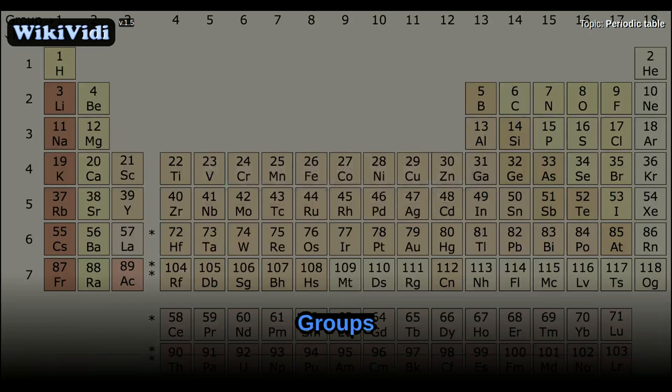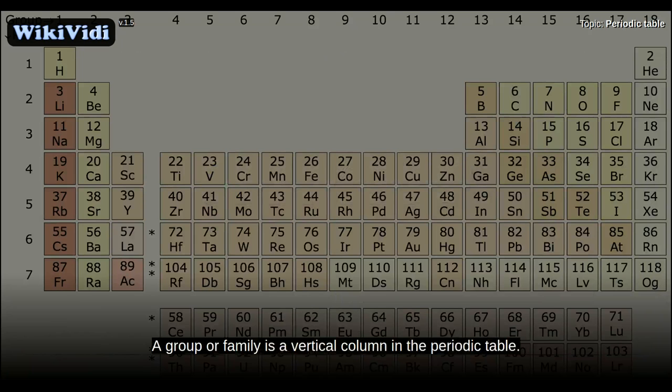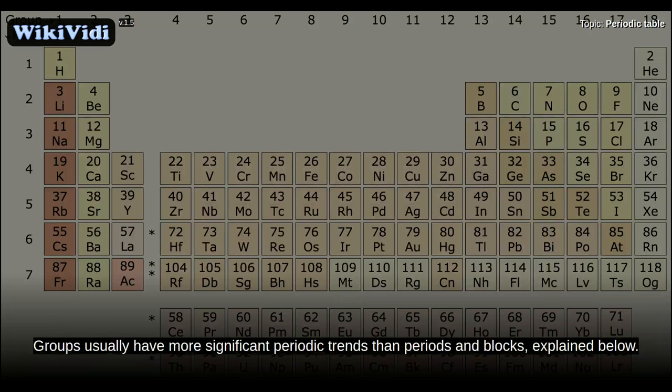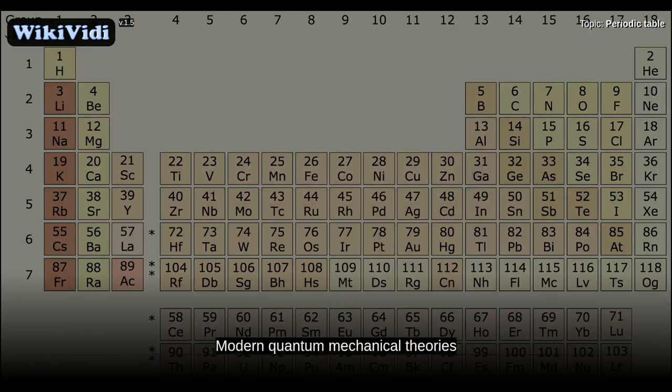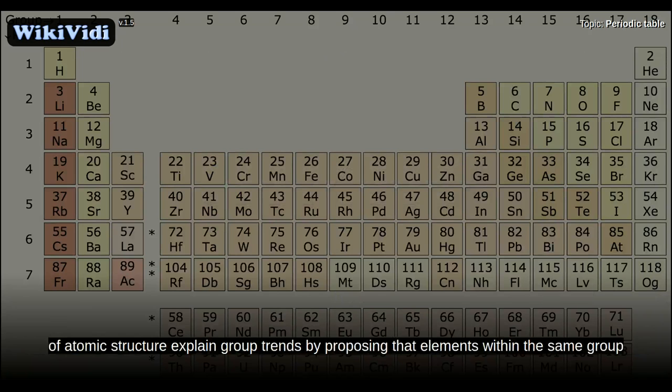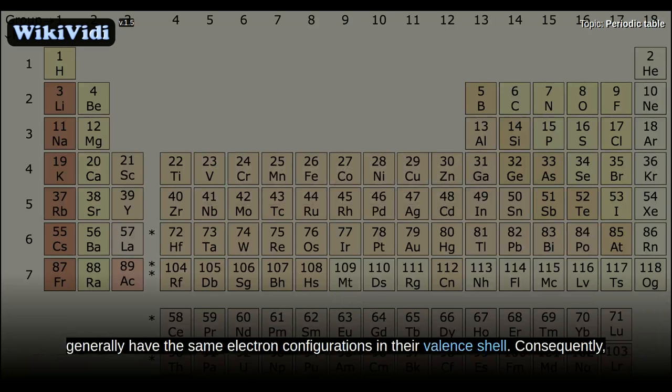Groups. A group or family is a vertical column in the periodic table. Groups usually have more significant periodic trends than periods and blocks, explained below. Modern quantum mechanical theories of atomic structure explain group trends by proposing that elements within the same group generally have the same electron configurations in the valence shell.